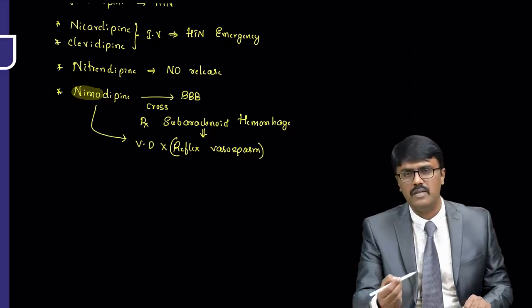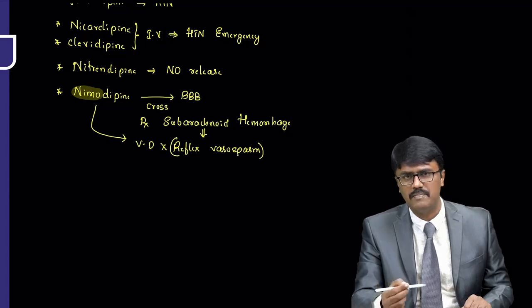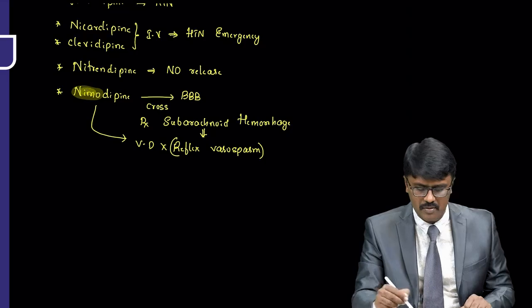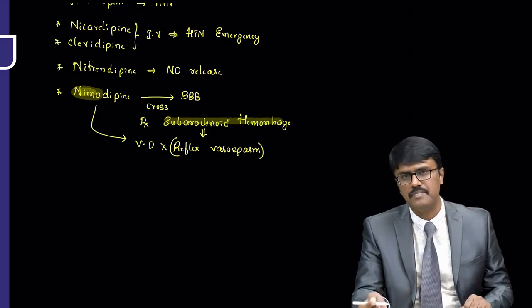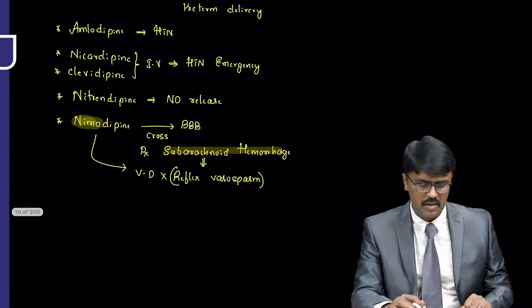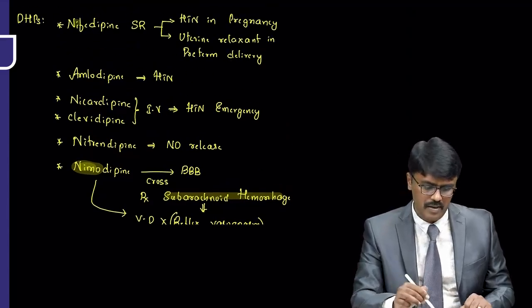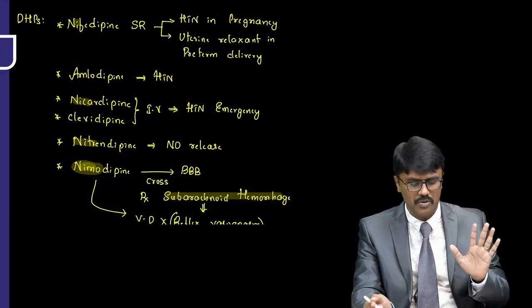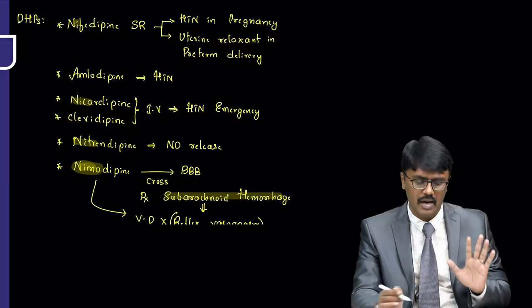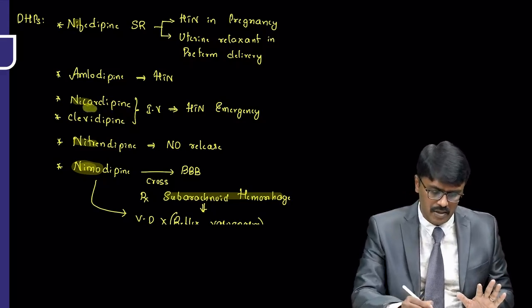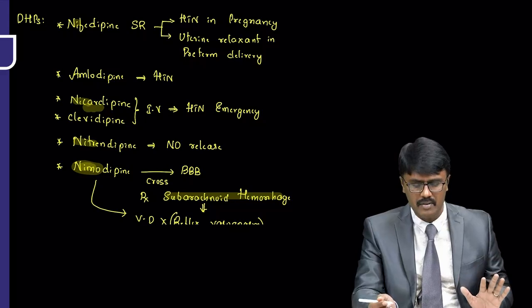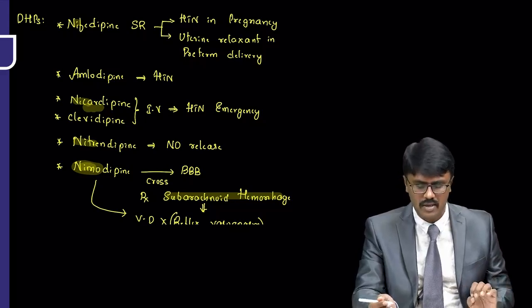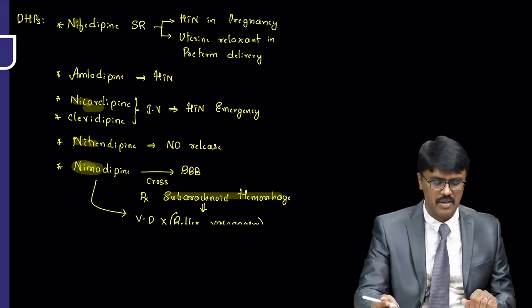Where is NIMHANS? NIMHANS is mainly for neurosurgery, that is trauma, psychiatry. So NIMHANS for subarachnoid hemorrhage. There are so many N's here: nifedipine, nicardipine, nitrendipine, nimodipine. Please differentiate them. Nifedipine, most of you know. Nicardipine, cardiac emergency, hypertension emergency. Nitrendipine, nitric oxide release. Nimodipine, NIMHANS for subarachnoid hemorrhage.